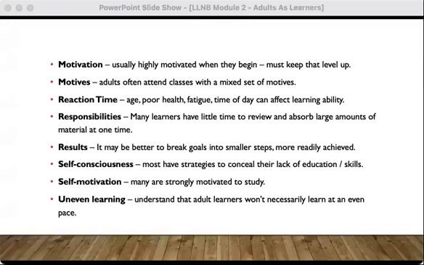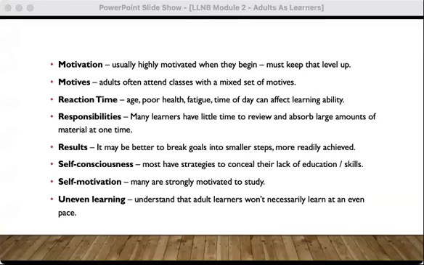Responsibilities. As we've noted, adult learners have many responsibilities. They are busy earning a living, taking care of a home or family, often just trying to survive like all the rest of us. As a result, many learners will have little time to review and absorb large amounts of material at one time. They don't have time to spend on things they don't perceive as contributing directly to their learning or to their lives.